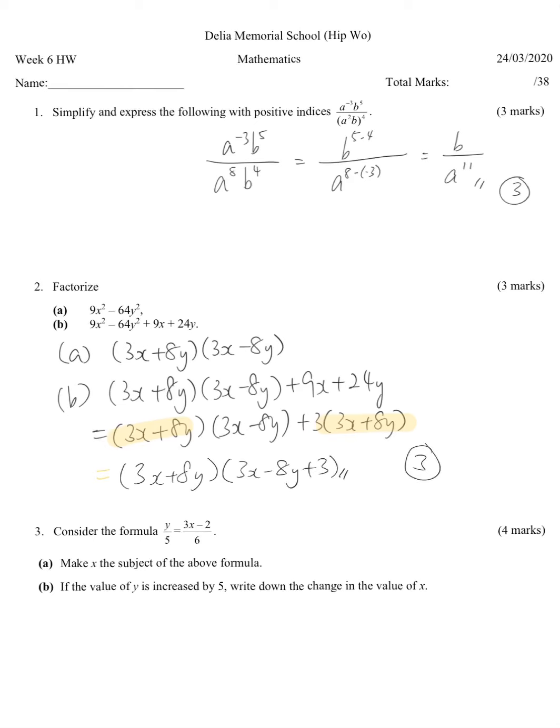So 3 marks there. So 1 mark for the answer of part A, 1 mark for the method, and then 1 mark for the answer. So 3 marks in total.